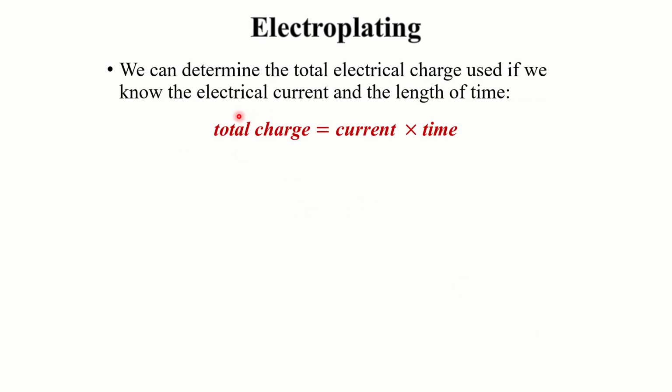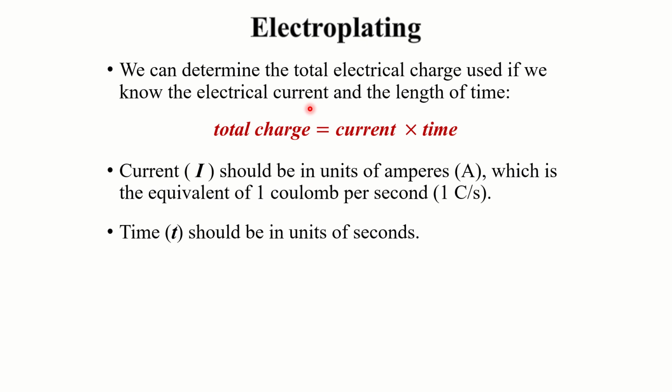One other thing we want to note is that total charge can be determined based on current and the length of time. So current, which is often represented with the variable I, is usually in units of amperes or amps, the capital letter A. I'm sure you've heard of amps before. And the unit amp is actually just 1 coulomb per second. So 1 amp is equal to 1 coulomb per second.